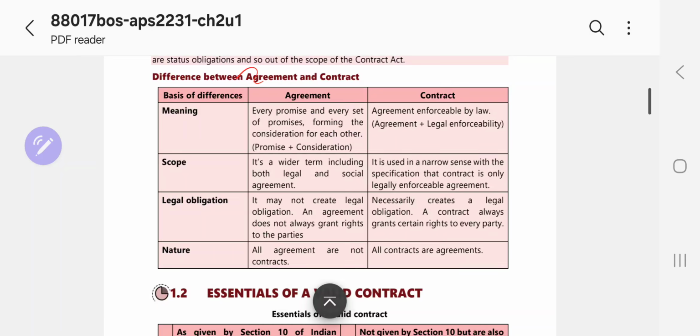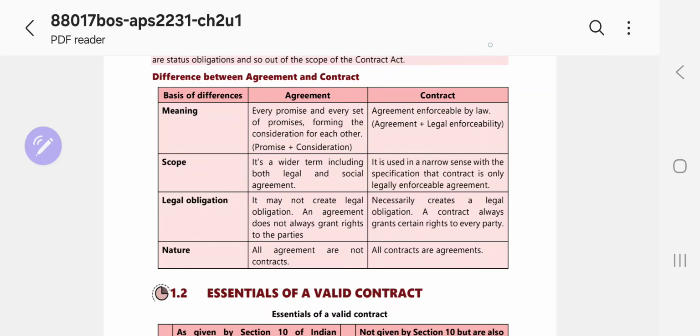Now we can see the difference between an agreement and a contract. What are the differences? This is one important topic. So agreement and contract, what are the meanings? We have already seen every promise and every set of promises forming part of the consideration for each party, each other. Then promise plus consideration is called an agreement. So a contract is an agreement enforceable by law. An agreement, when added with legal enforceability, becomes the contract. So this is the first difference.